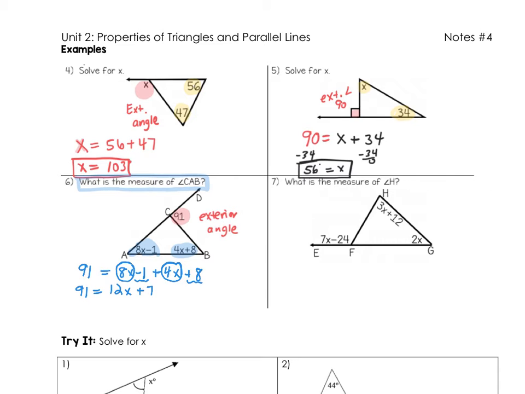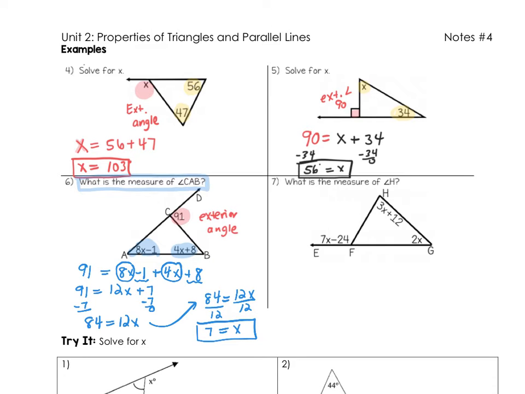Okay, get the 12x alone by subtracting 7 from both sides of your equation. 91 minus 7 is 84. So if 84 is equal to 12x, then take and divide 84 by 12. And 84 divided by 12 gives us 7.